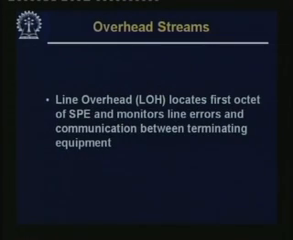Line overhead locates the first octet of the SPE and monitors line errors and communication between terminating equipment. We will come back to this locating of the first octet of SPE. This is a very interesting feature and we will talk about it separately. Previously we were talking about section errors. So, line errors and communication between terminating equipment etc. are taken care of by the line overhead. Apart from that, line overhead contains this pointer, which points to the first byte of the SPE.